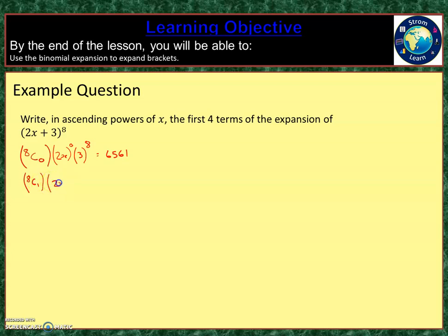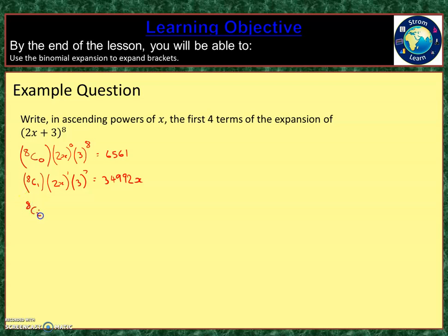Now when I come to the next part here, I'm looking at selecting the 2x term once and the 3 term 7 times. When you type this into your calculator, you cannot type the x in, so just be aware of that. You need to put the 2 in, but ignore the x, and then just put that on the end. So 34,992x.